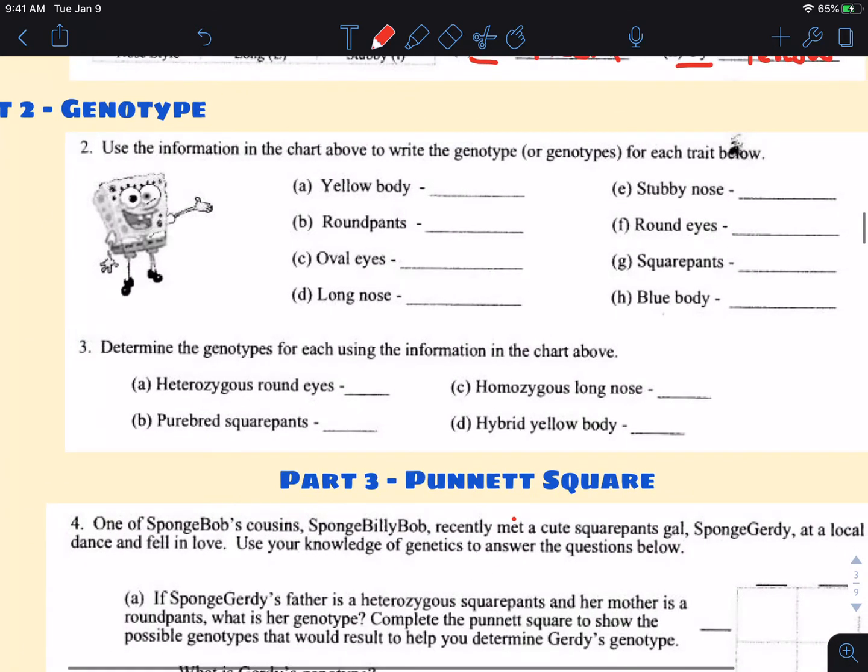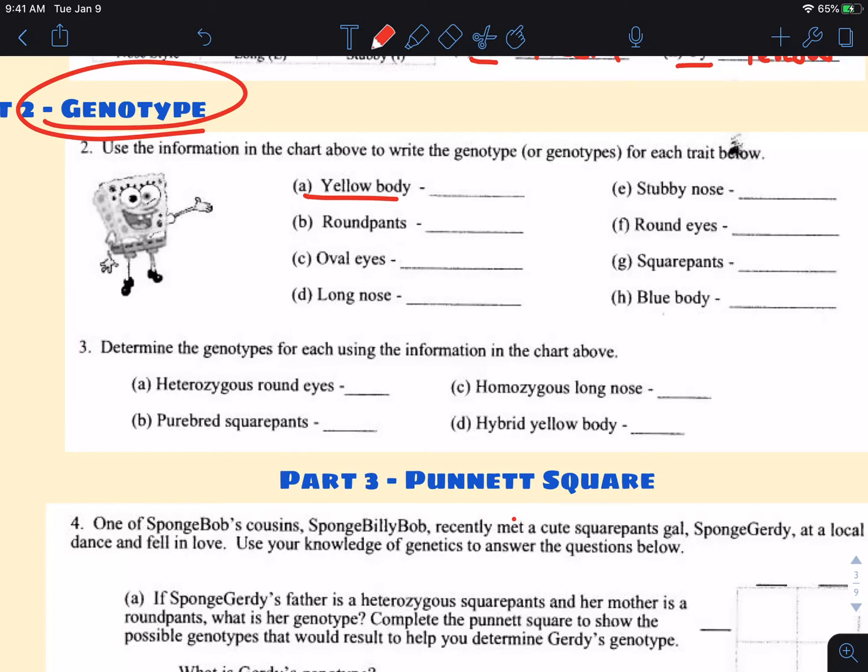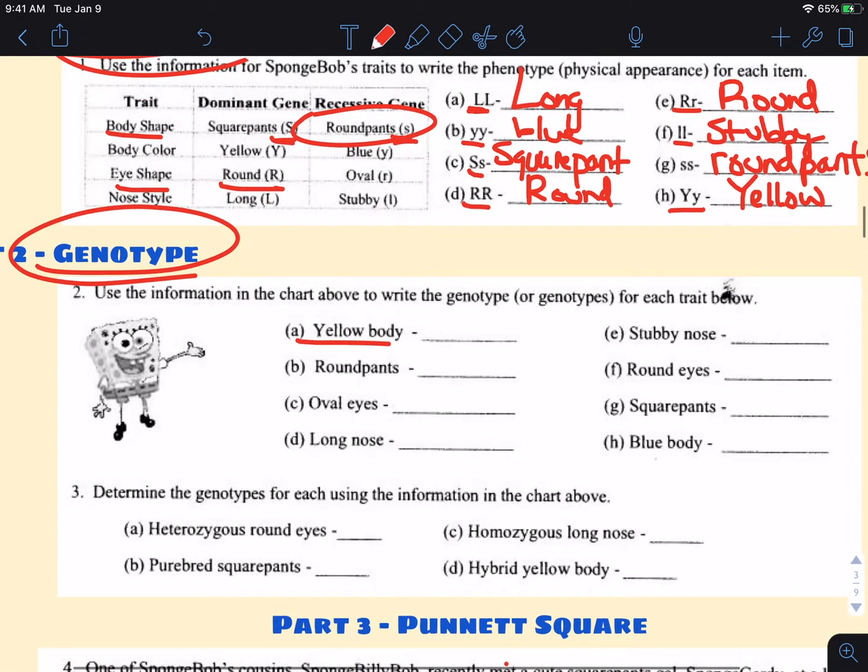All right, now kind of reversing that situation, here we're going to be looking at the genotype. In other words, if I give you this physical characteristic, what is the resulting gene, or what are the possibilities for the resulting gene? One of the things that you may not have thought about is that for some of these, there could be more than one answer.